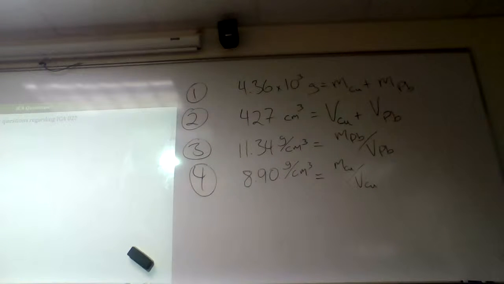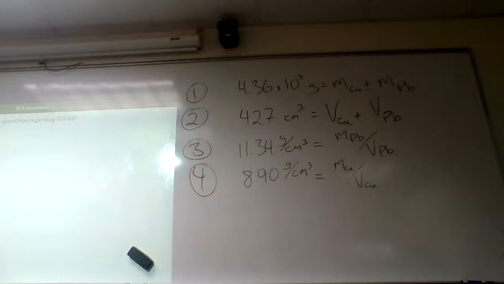Because then we can say things like, okay, if I take equation 3 and I multiply both sides by the volume of lead, you get 11.34 times the volume of lead equals the mass of lead. So same equation, just rearranged, right? I can do the same thing for equation 4, couldn't I? 8.90 volume of copper equals mass of copper. Right.